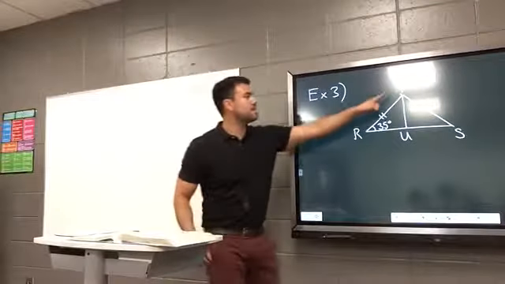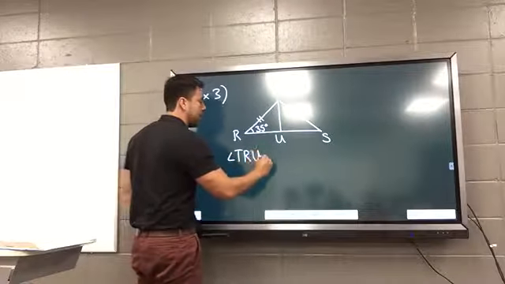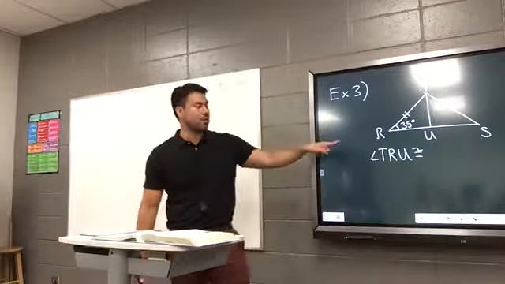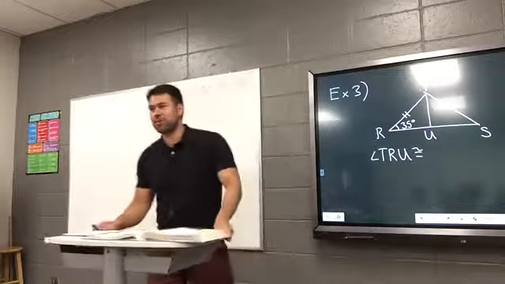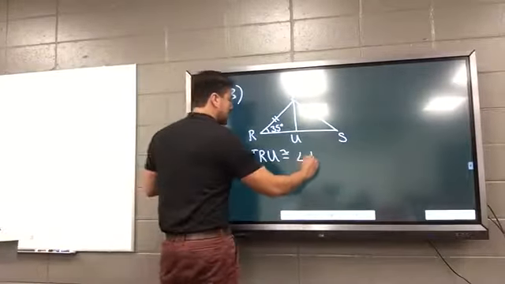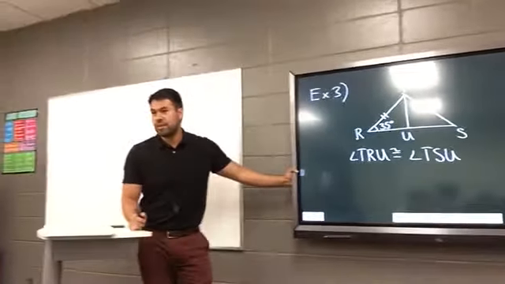This angle has to be the same as which other angle? So angle TRU has to be congruent to which other angle? Give me the name of the angle. Don't forget the letters matter. Annie? Angle TSU is correct. Those have to be congruent, right?